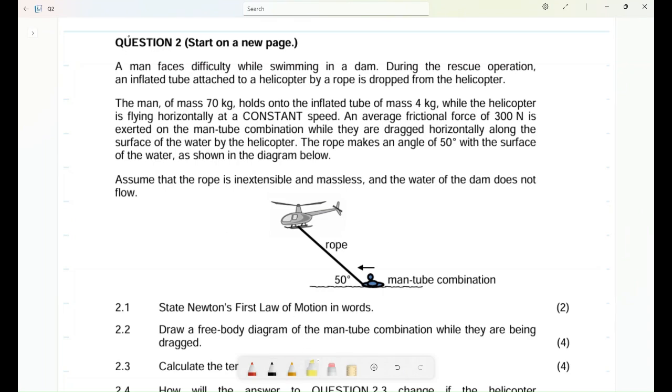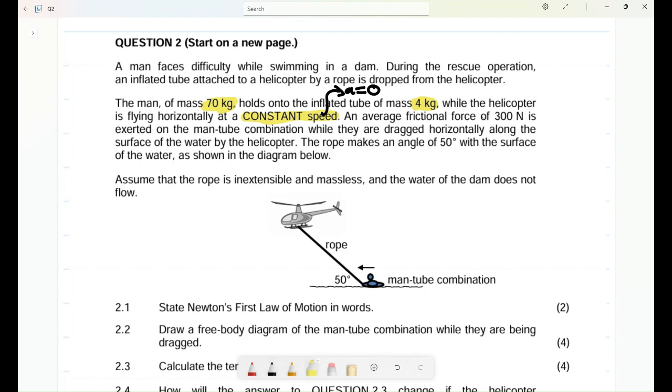Now, let's continue on question 2 under the May June 2022 question paper. It says a man faces difficulty while swimming in a dam. During the rescue operation, an inflated tube attached to a helicopter by a rope is dropped from the helicopter, right? Can we see that? Yes. The man of mass 70 kg holds onto the inflated tube of mass 4 kg while the helicopter is flying horizontally at a constant speed. What does constant speed tell us? Constant speed tells us that acceleration is equal to 0.